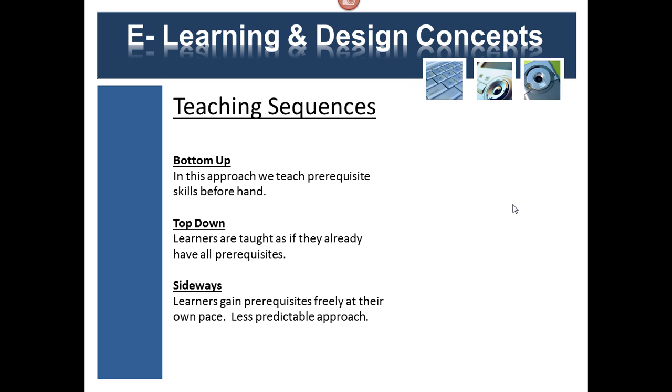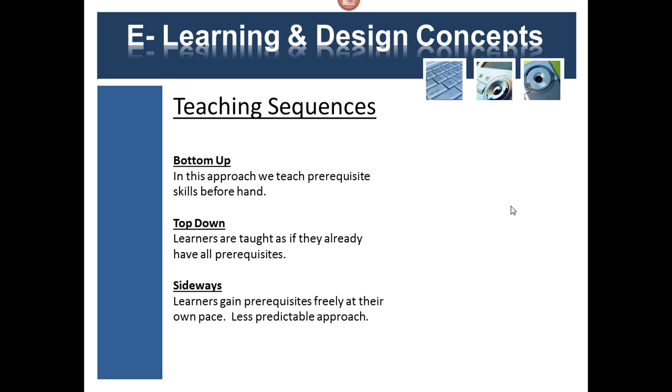Now, your bottom up, this is an approach where we teach the prerequisite skills beforehand. So basically, all the courses that we've taken up until our capstone, you can actually consider those as your prerequisite courses. Now you have your top down. This is where the learners are taught as if they already have all the prerequisites. So basically, you can put us into this category right now because we've learned all the prerequisites.